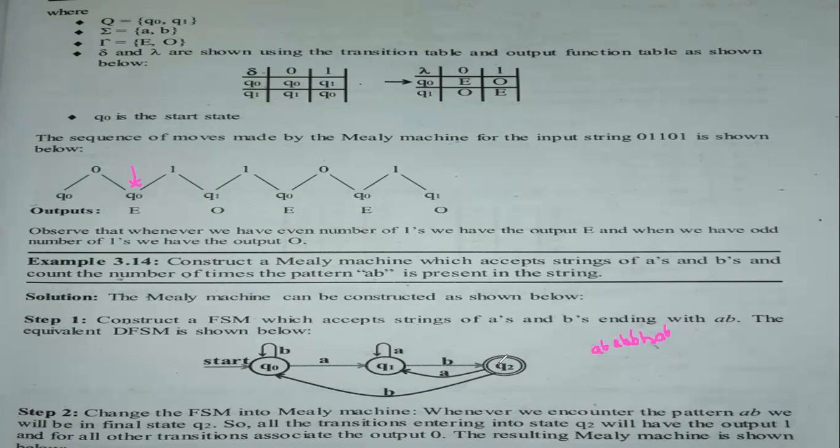B, you are having, you'll be here. Then again A, you'll be going to Q1, right? Again you have B, you'll be coming to the final state. Again B, directly you'll be going for Q0. Then again double B, so twice you'll be in Q0 itself.